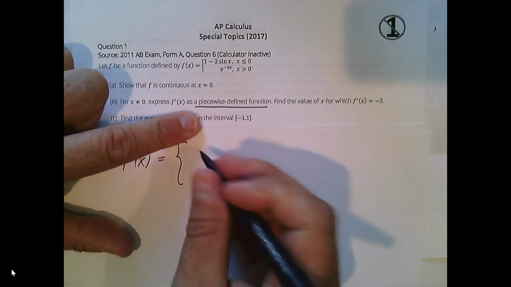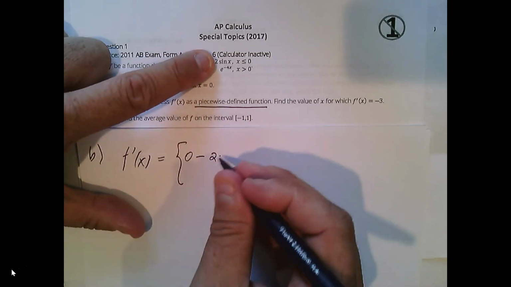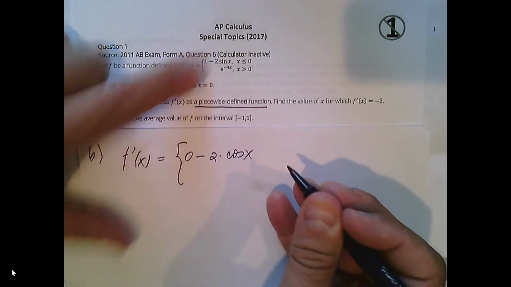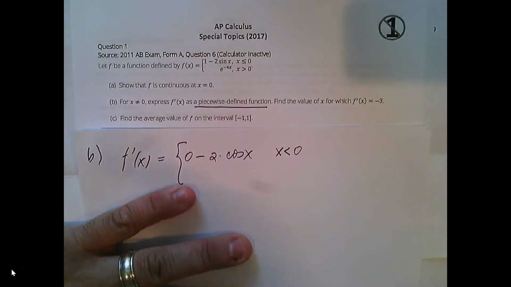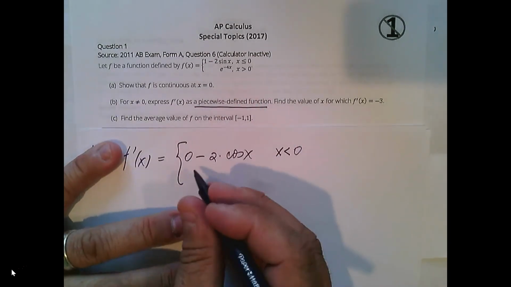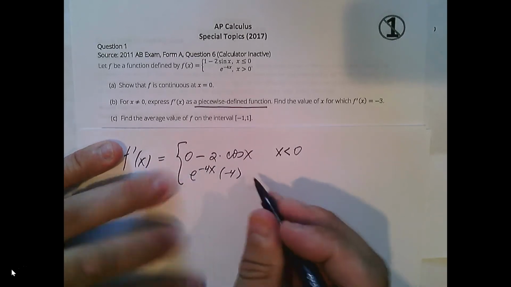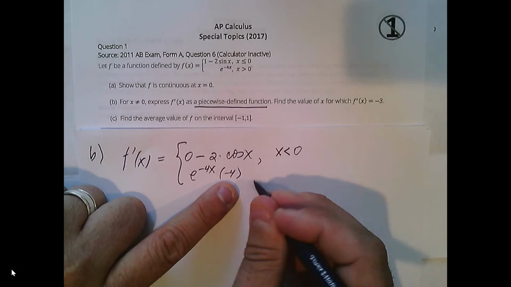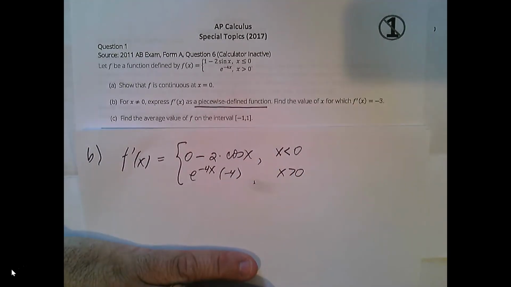The derivative of 1, that's a constant, is 0, minus 2 times the derivative of sine of x, which is cosine of x, and that is true for x less than 0. I'll come back to that in a second. The derivative of e to the negative 4x is e to the negative 4x times negative 4 because of the chain rule, and that's true for x greater than 0.